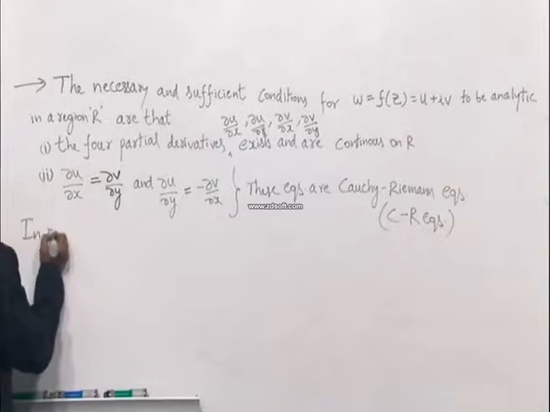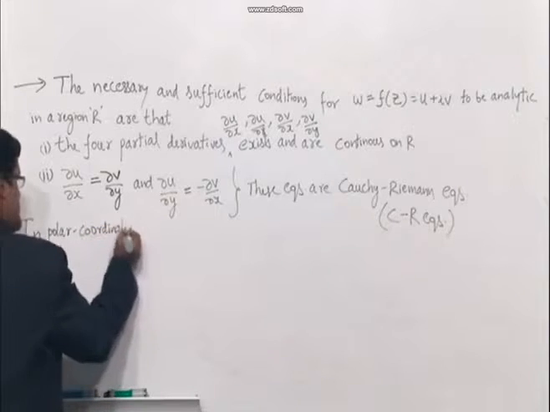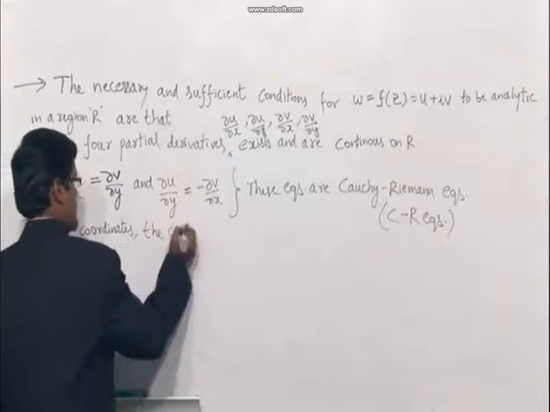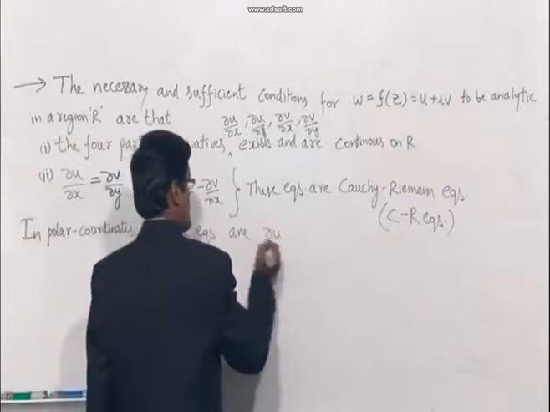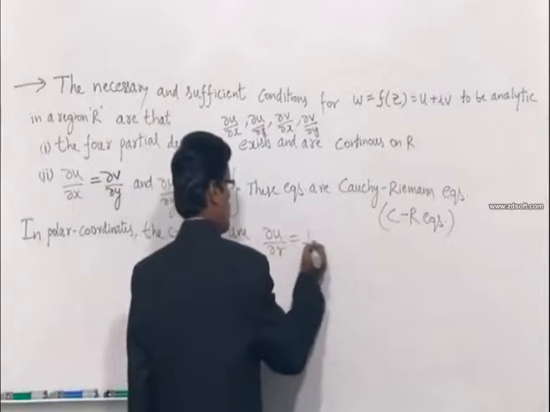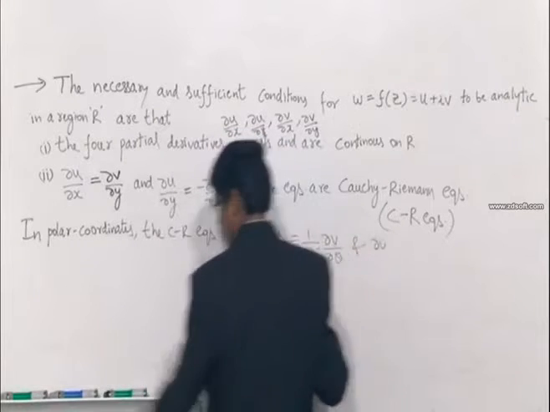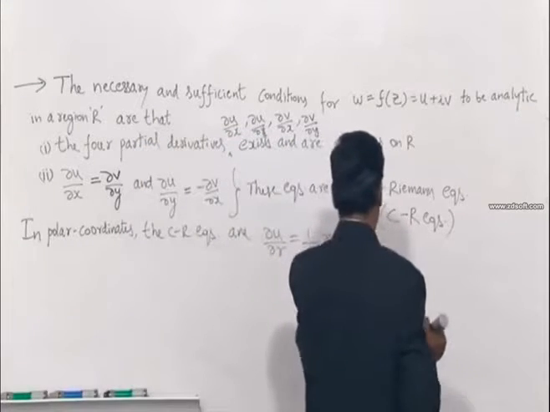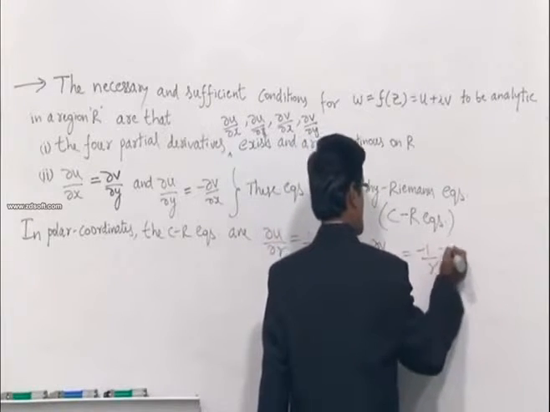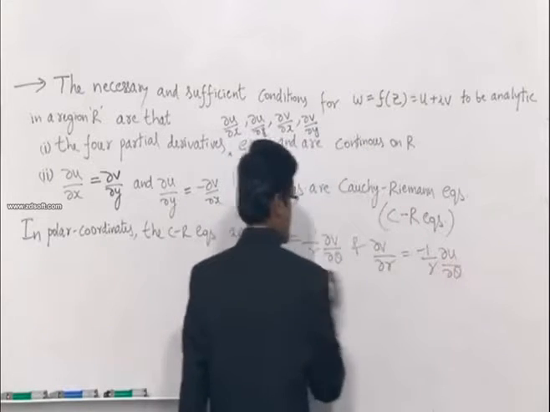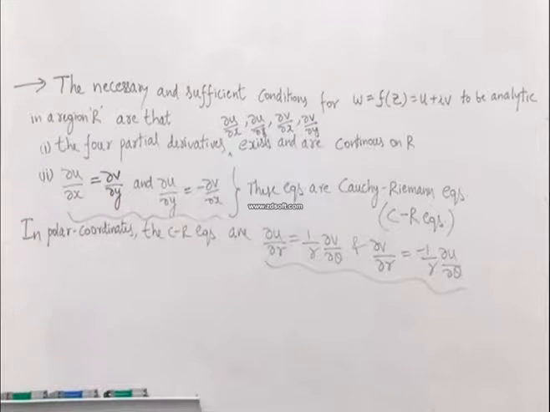See, in polar coordinates, the CR equations are dou u by dou r is equal to 1 over r, dou v by dou theta, and dou v by dou r is equal to minus 1 over r, dou u by dou theta. Learn these two by heart, and the conditions in the two CR equations in both systems.